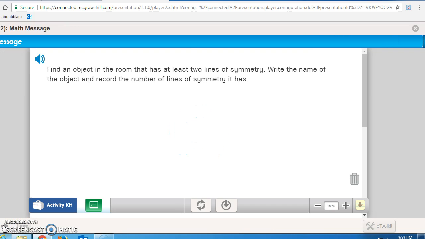I want you to look around the room and find an object that has at least 2 lines of symmetry. Write the name of the object and record the number of lines of symmetry it has on a slip of paper, and then bring it up to me. Pause the recording now and please do that.